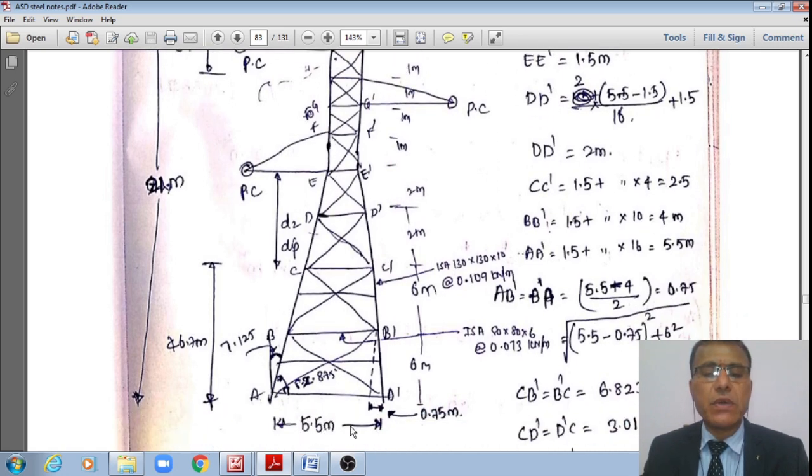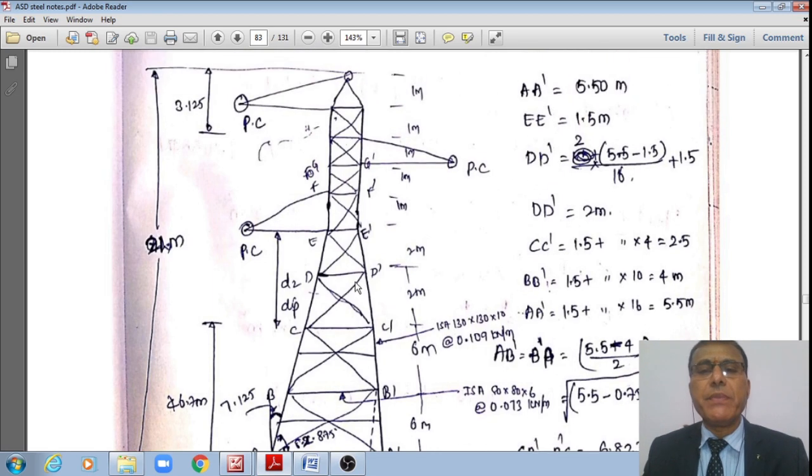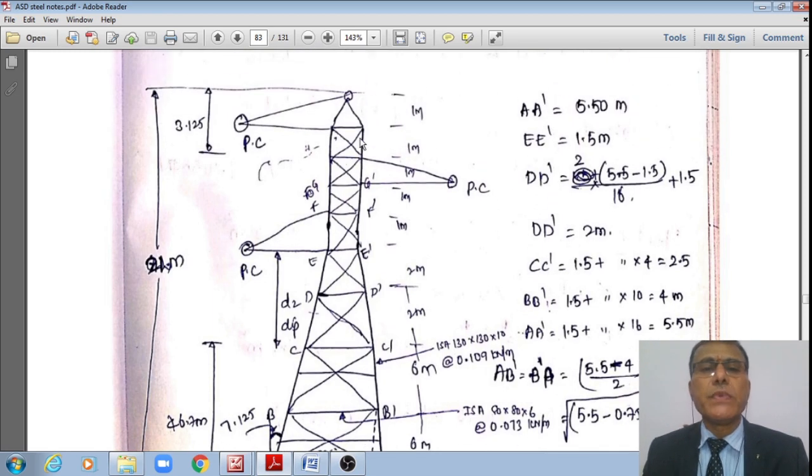And also the base width is 5.5 meters. What I'll now assume is that the height of this panel is 1 meter, and its width I'll assume as 1.5 meters. Therefore, each of 1.5 up to E prime, right?